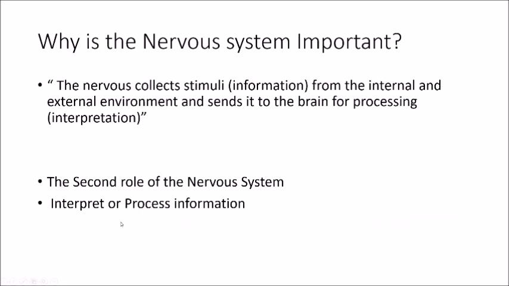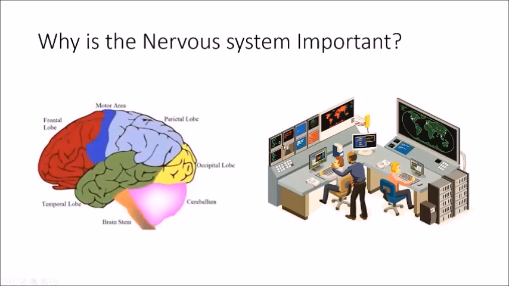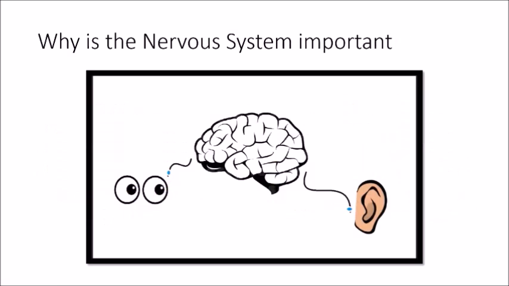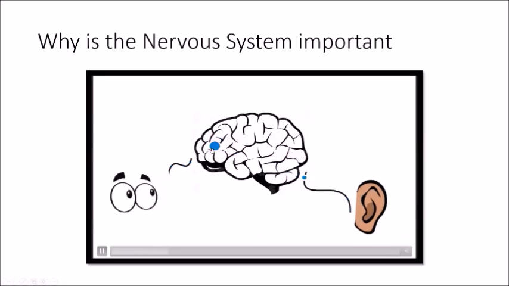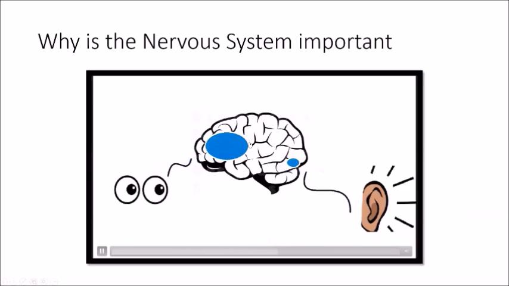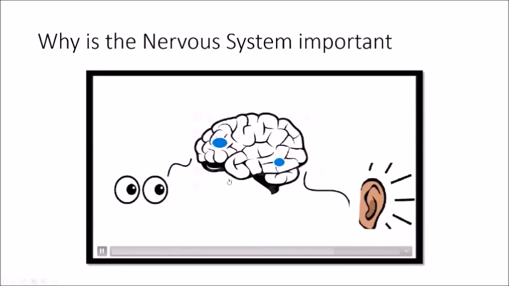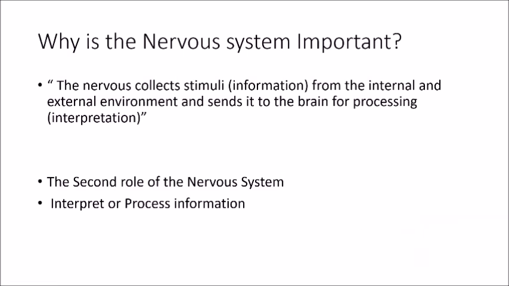It is going to interpret or process information. So the nervous system is going to collect stimuli or information from the internal and external environment and send it to the brain for processing. That's what this video basically showed. It showed the brain receiving stimuli or nerve impulses from different parts of the body, and it's going to process this information. Different parts of the brain are going to process this information as it comes to them, as these nerve impulses travel to them through the nervous system. So that's the second role of the nervous system.